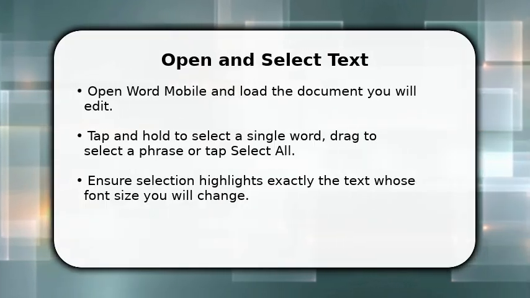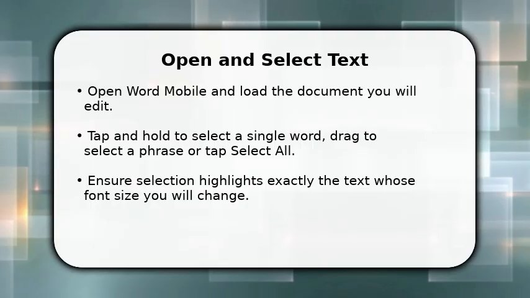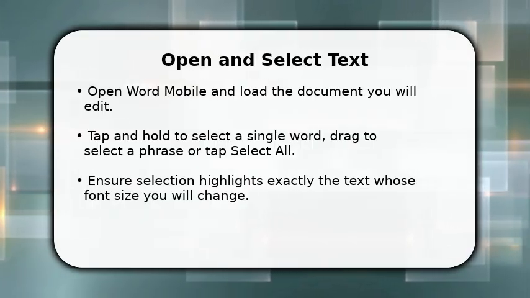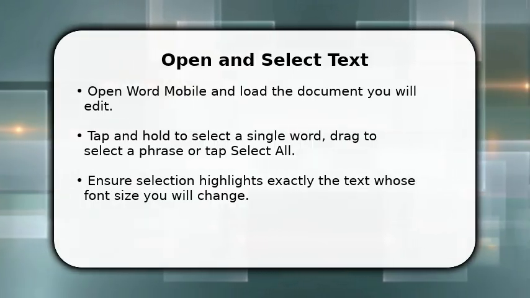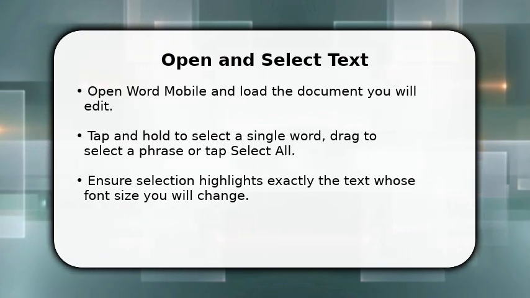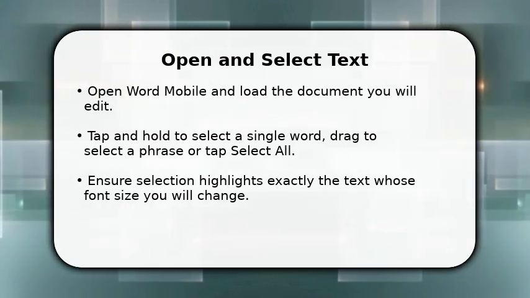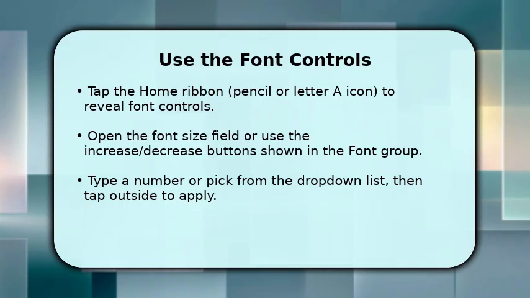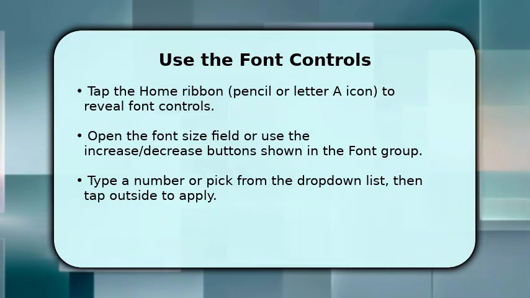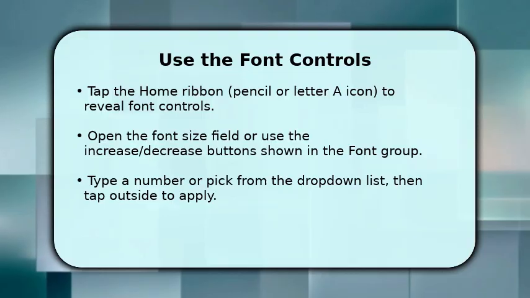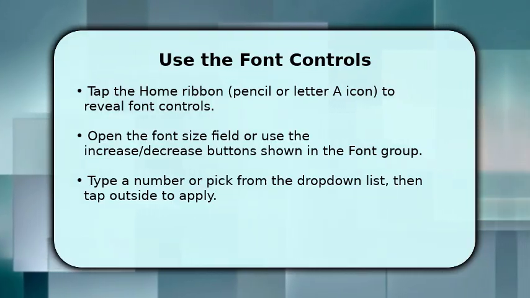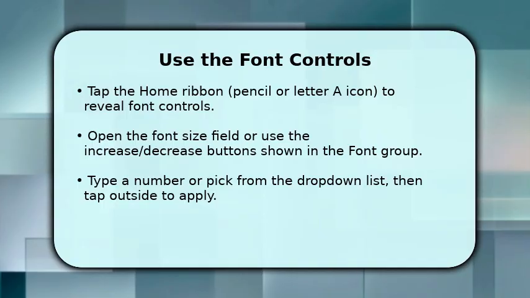Make sure only the intended text is selected so global formatting won't be altered. This direct selection step is crucial because the font control works only on selected content. Once the text is selected, tap the Home ribbon, usually a pencil or an icon, to expose the font group. You'll see a font size field and small increase/decrease icons.